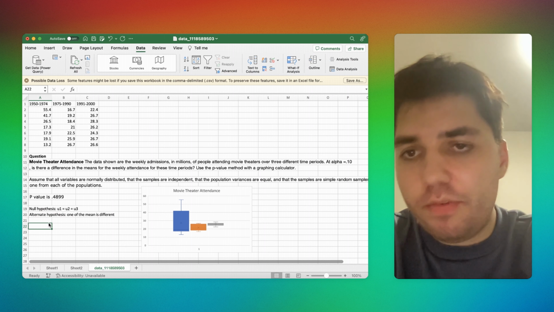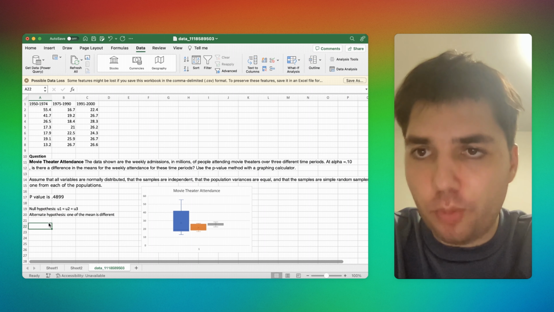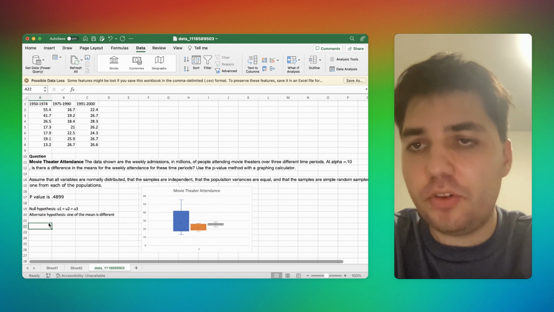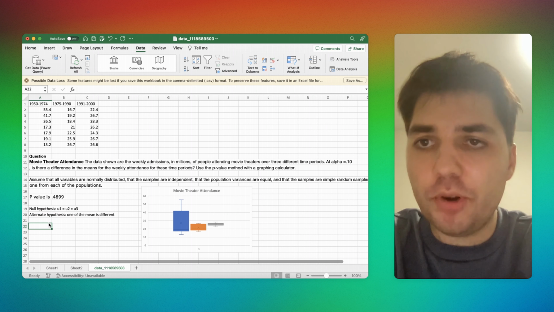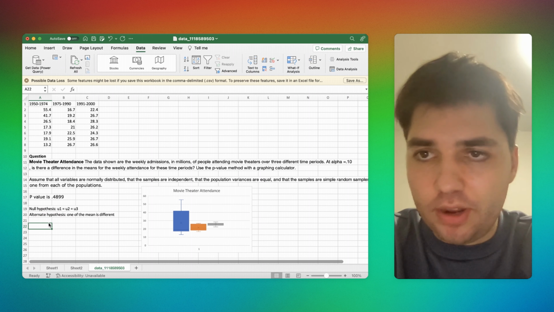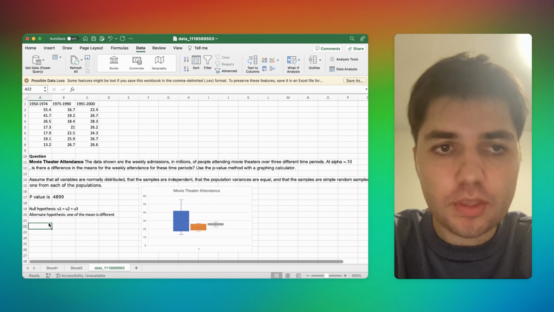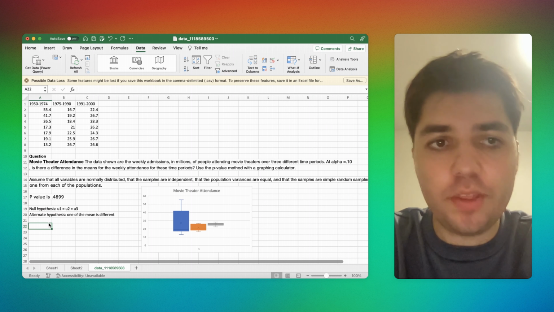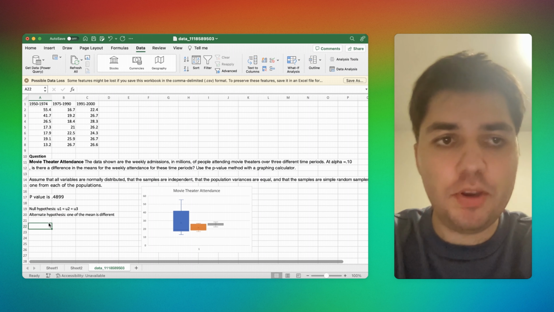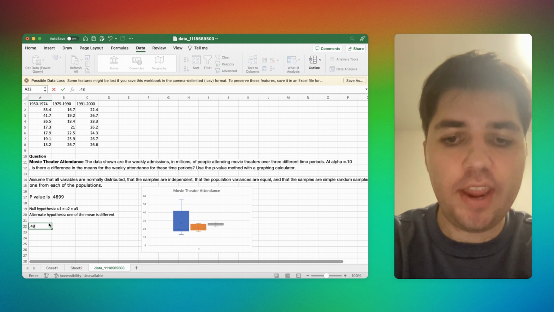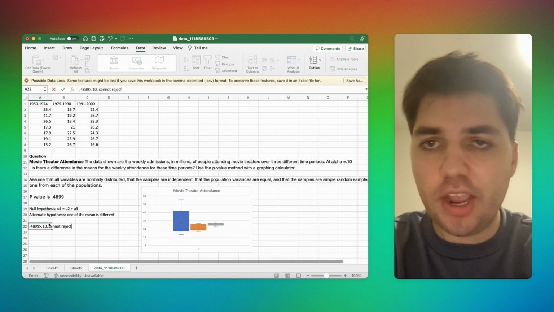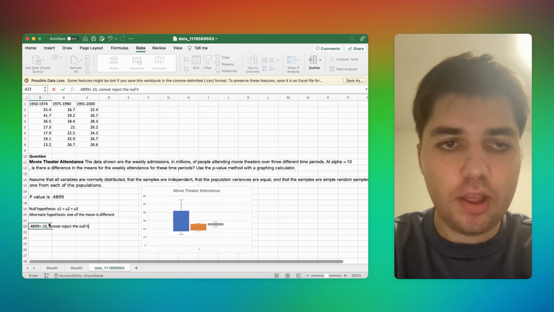And so given that our alpha is 0.10 and our p-value is 0.4899, what does that mean? It means because our p-value is greater than our alpha, we cannot reject the null hypothesis, which means there is not enough evidence to support the claim that one of the means is different, or that there is a difference in the means for the weekly attendance for these time periods. So let me just repeat, because 0.4899 is greater than 0.10, we cannot reject the null hypothesis.